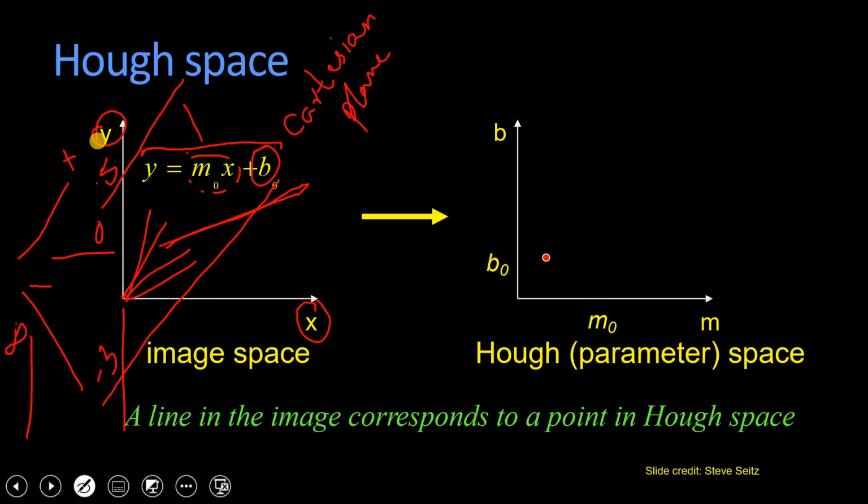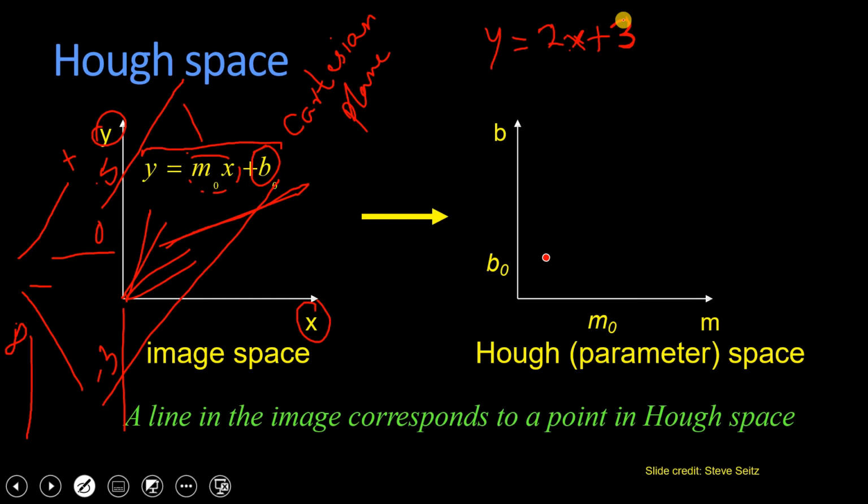Let's say your equation for the line is y equal to 2x plus 3. This is your line. It means the slope of the line m is 2 and the intercept is plus 3. So what you want to do is represent it in another form. Why we want to do it, we will discuss. And what we do over here is represent it in the Hough space in another form.